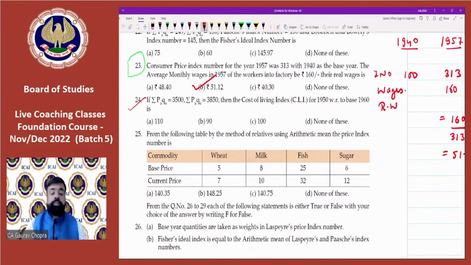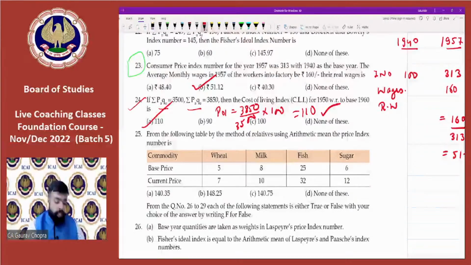Then 24. P0 Q0 is given and P1 Q0 is also given. And we have to find the CLI, cost of living index number. We have discussed two formulas under this CLI. So which one is getting applied here? We have all the values for the last pairs, so we can apply the formula sigma P1 Q0 upon sigma P0 Q0 into 100. So we are getting 110. Option number A. All right.